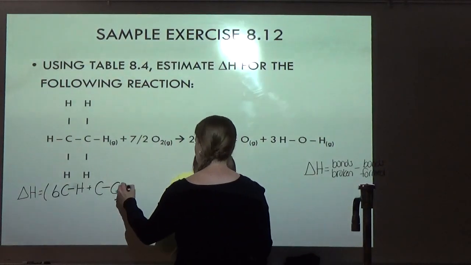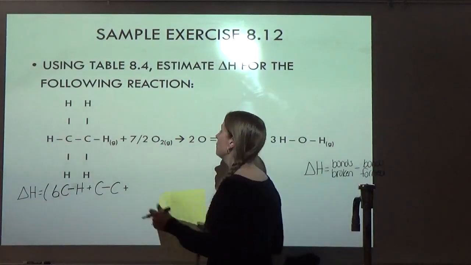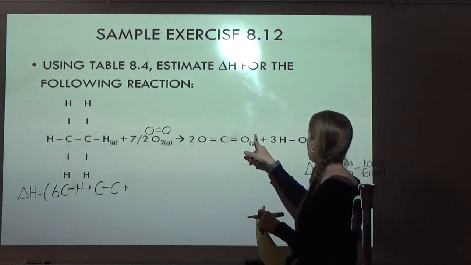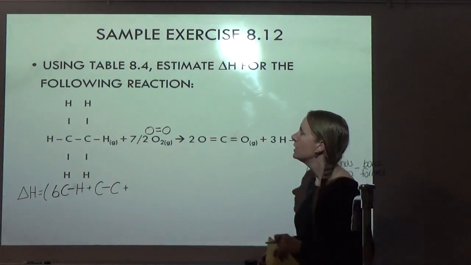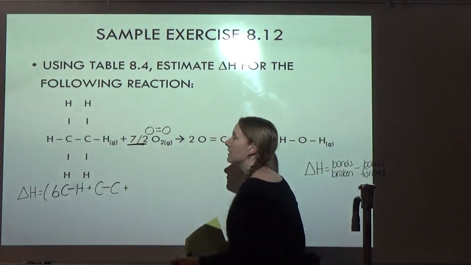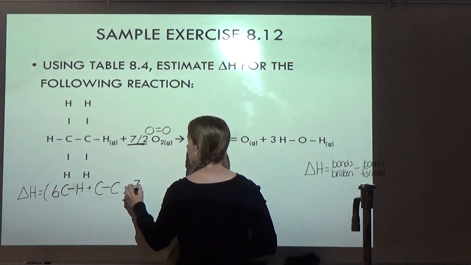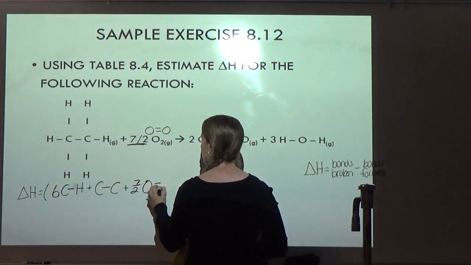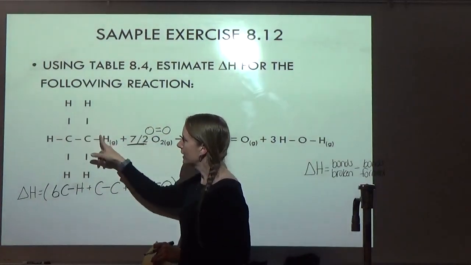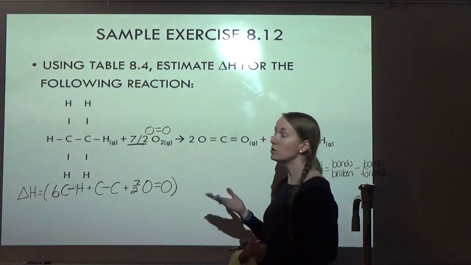All right, I have an O2 bond. O2, of course, is a double bond. It's going to look like this right here. Notice I haven't put any of our lone pairs. But notice I have a coefficient. If you have a coefficient, you also have to multiply that by your bonds. So I'm going to have 7 halves of an O double bond O. Those are all the bonds I'm breaking. So I'm breaking all the CH bonds, a CC bond, and an O double bond.